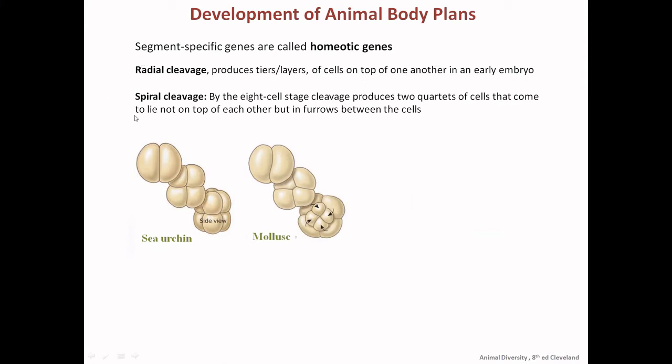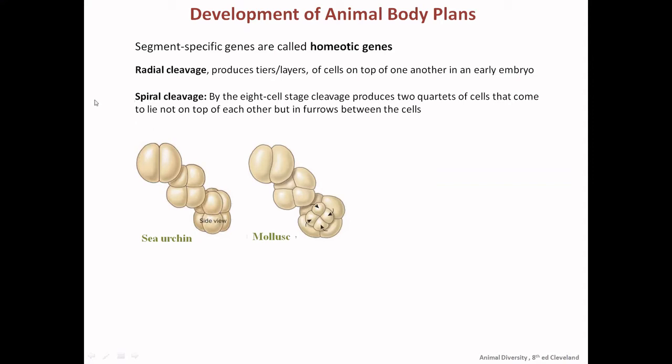And we see two types of cleavage during embryological development. One is the radial cleavage that produces tiers of layers of cells, like from 1 to 2, 2 to 4, 4 to 8, 8 to 16. Each of the cells sits on top of one another in an early embryo. This is seen in the sea urchin.